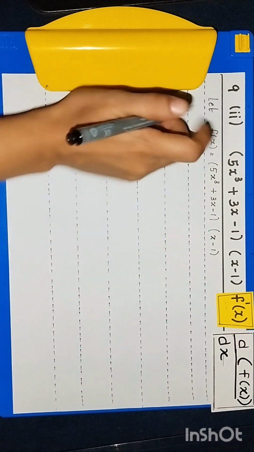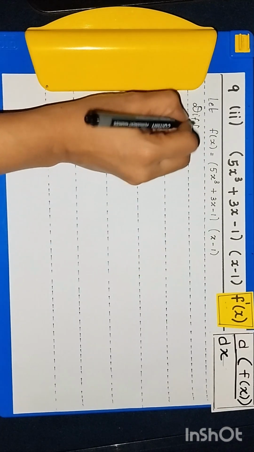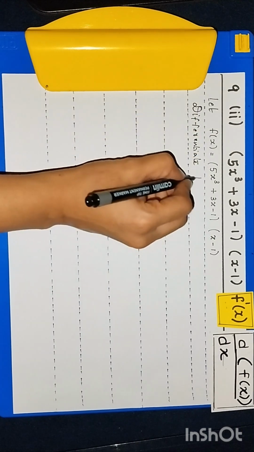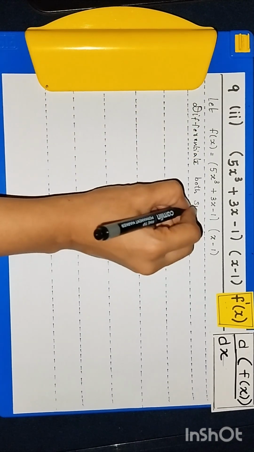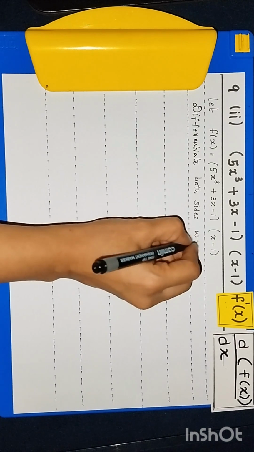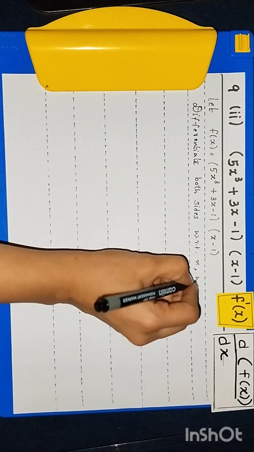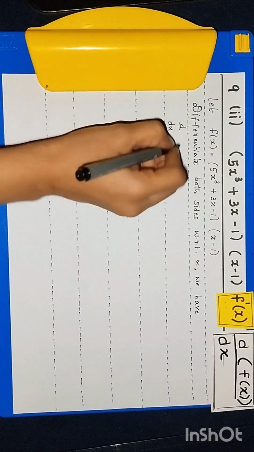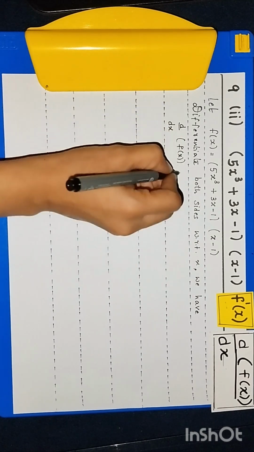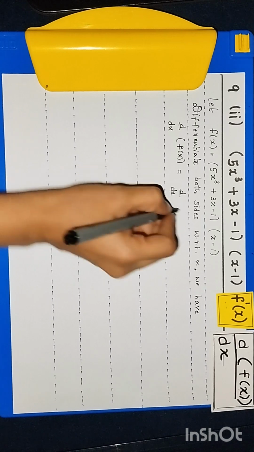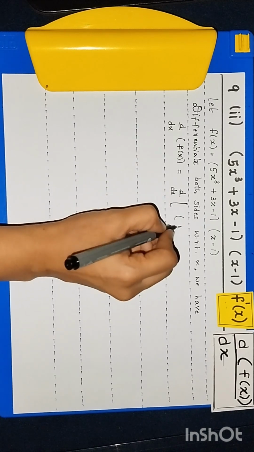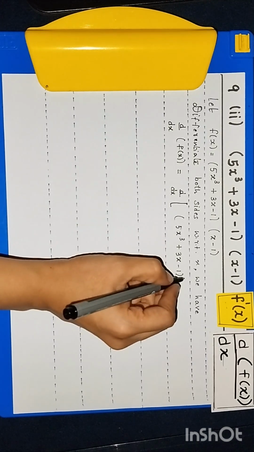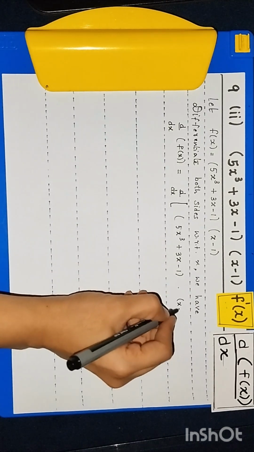So to get the derivative we have to differentiate, which is a verb. So differentiate both sides with respect to x, we have d by dx of f of x is equal to d by dx of (5x cube plus 3x minus 1) into (x minus 1).